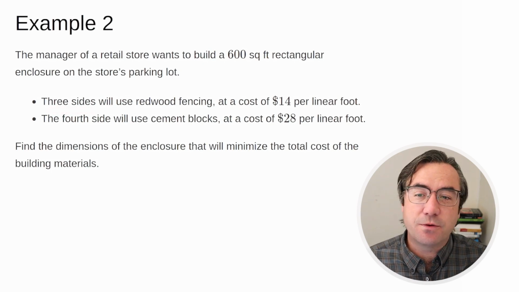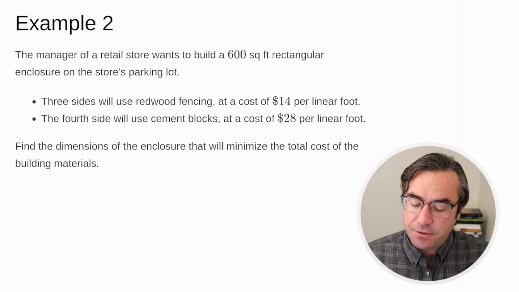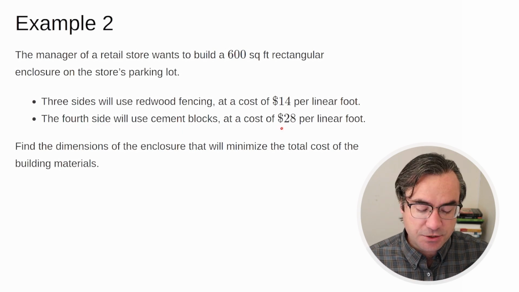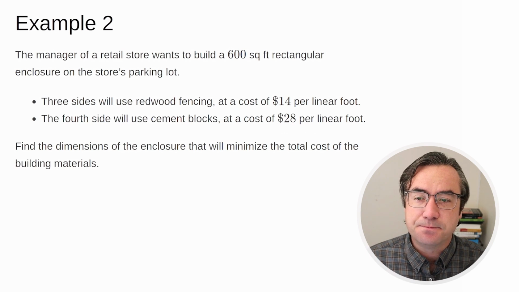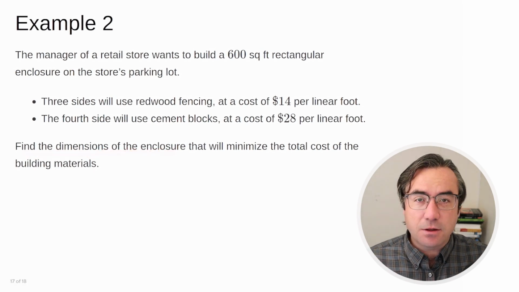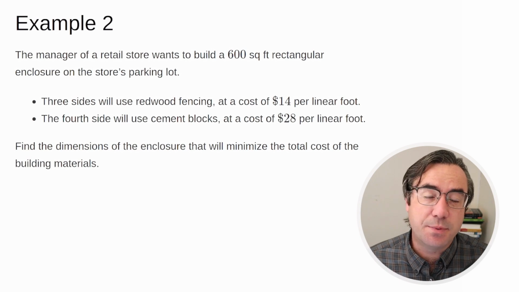We're going to use redwood fencing that costs $14 per linear foot. And then the 4th side is going to be a little more substantial. It's going to use cement blocks, which cost $28 per linear foot. And what we want to do here is find the dimensions of the enclosure that minimize the total cost of the building materials.